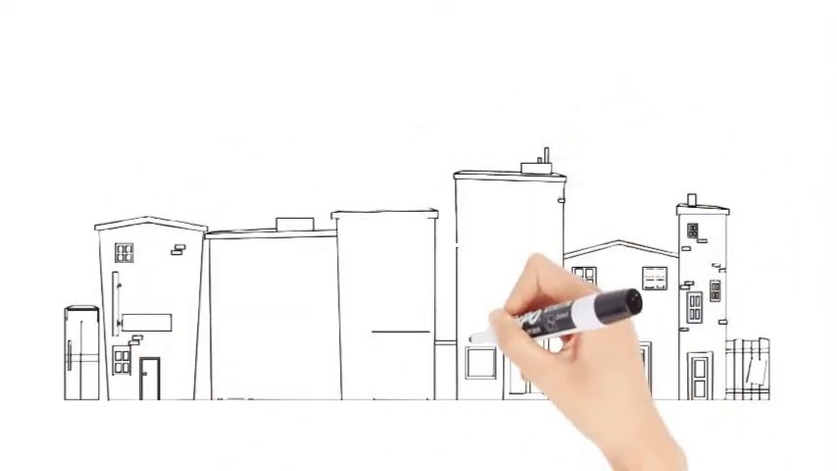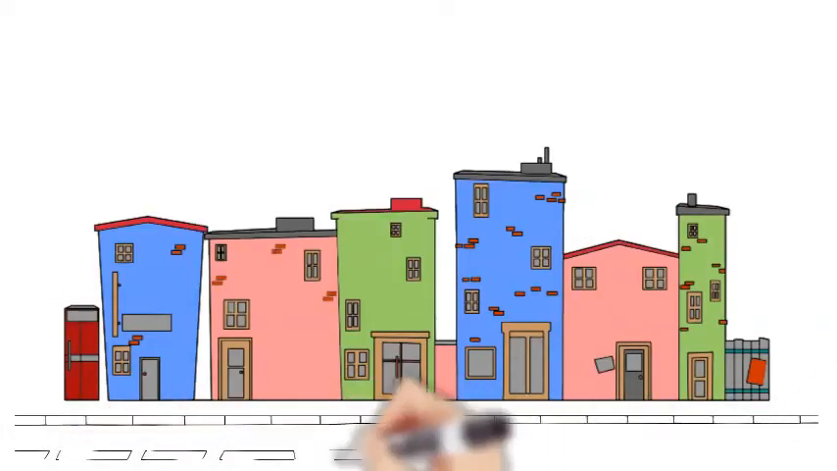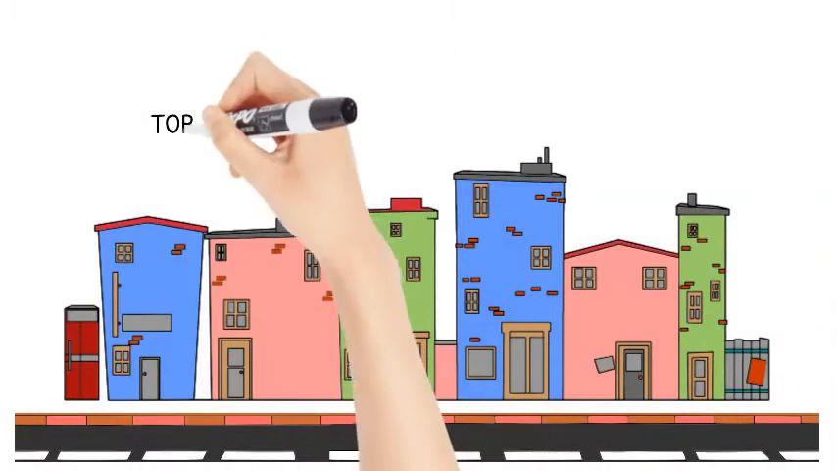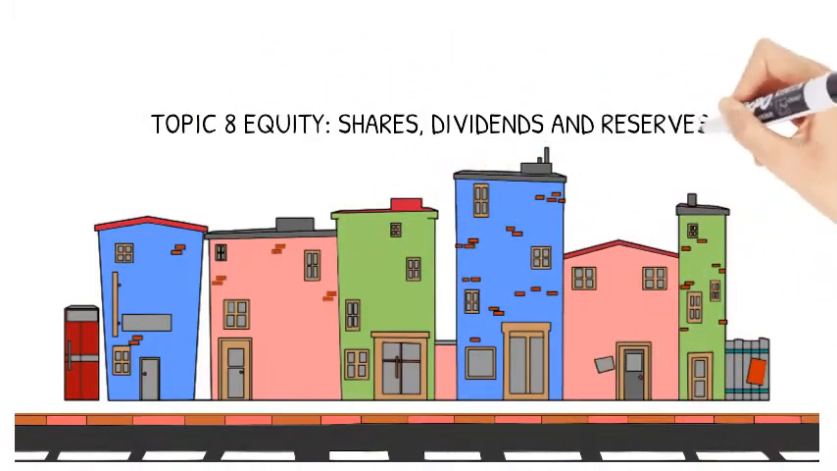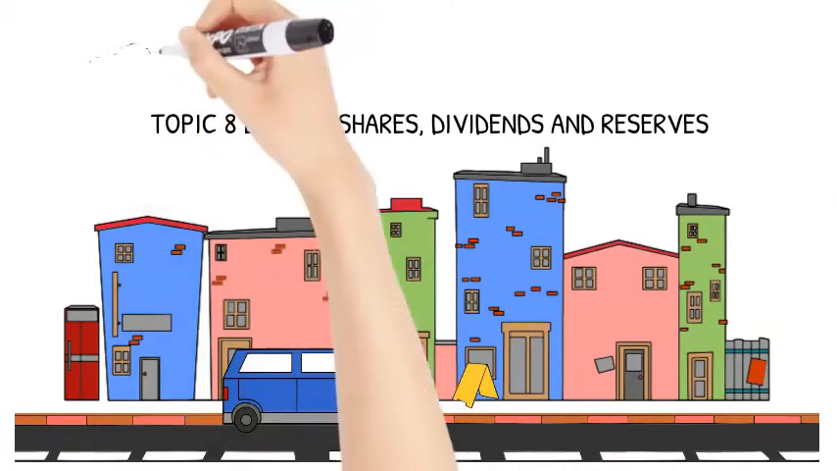Welcome to Topic 8, Equity. In this topic, we'll learn about the three main categories of equity in a company, namely shares, dividends, and reserve. I'll show you how to account for the issue of shares, declaration, and payment of dividend of shares.